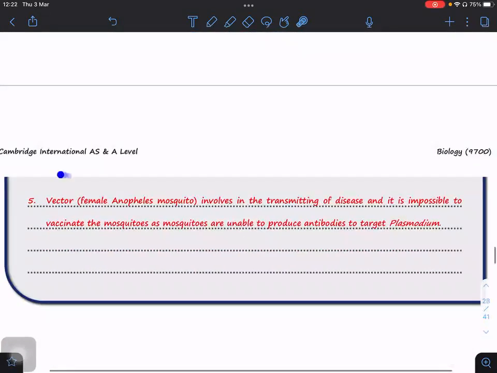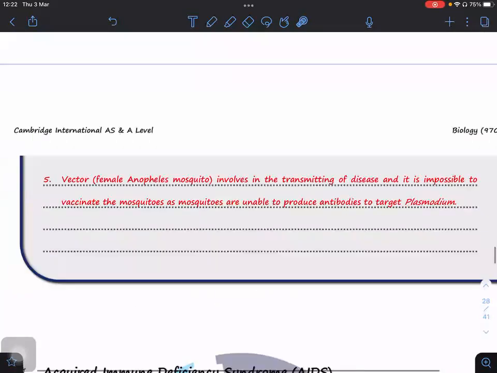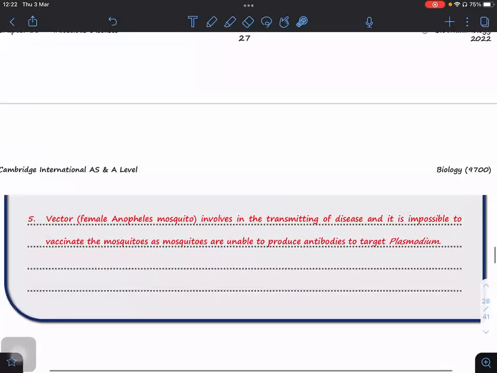And again, it involves the vector. The female Anopheles mosquito is involved in the transmission of the disease. It is impossible to vaccinate the mosquito. How to vaccinate? There are so many of them. And mosquitoes are unable to produce antibodies because they don't have an immune system. You can see that as long as a vector is involved, it is very, very difficult to develop a good or very effective vaccine. Okay. So with this, I'm done for malaria.